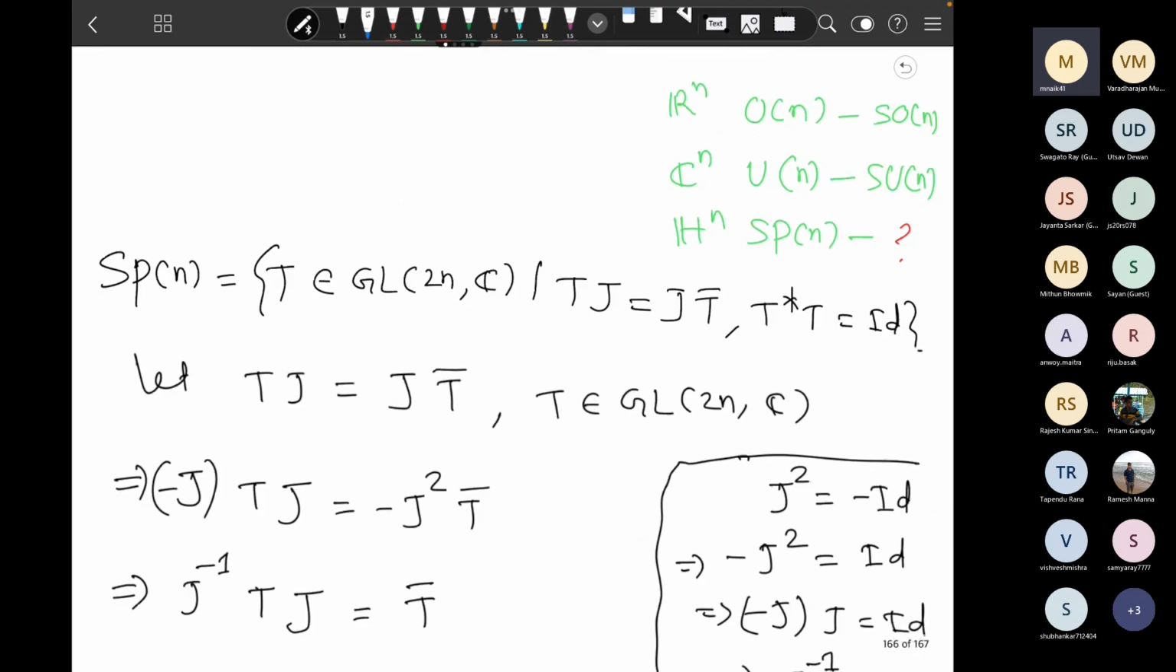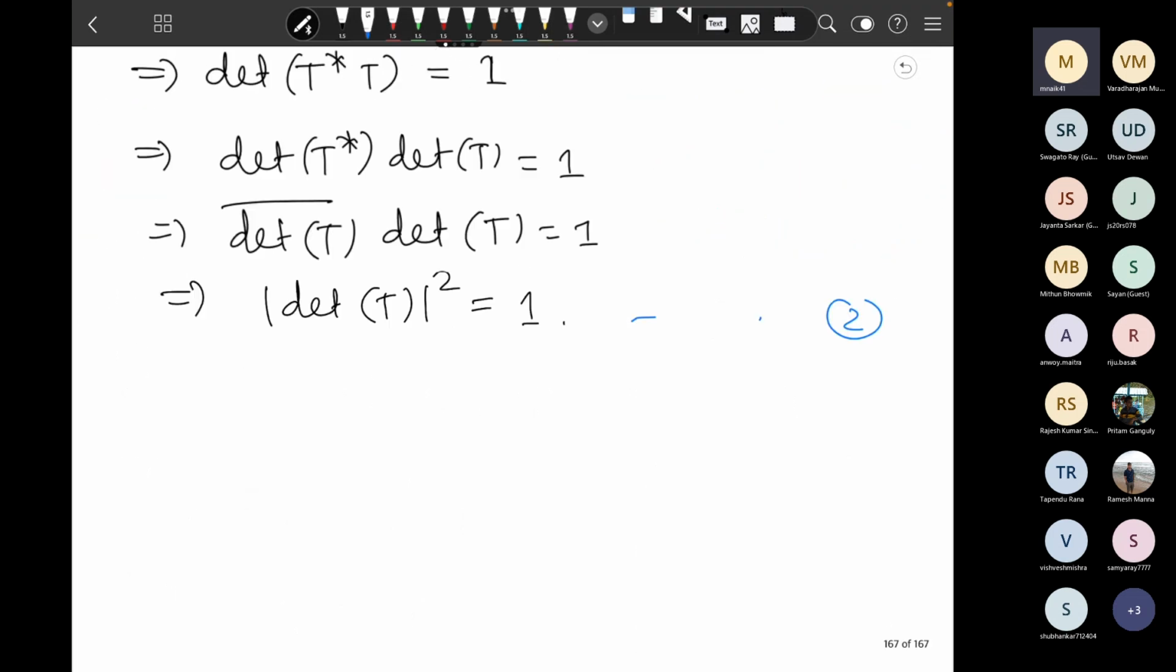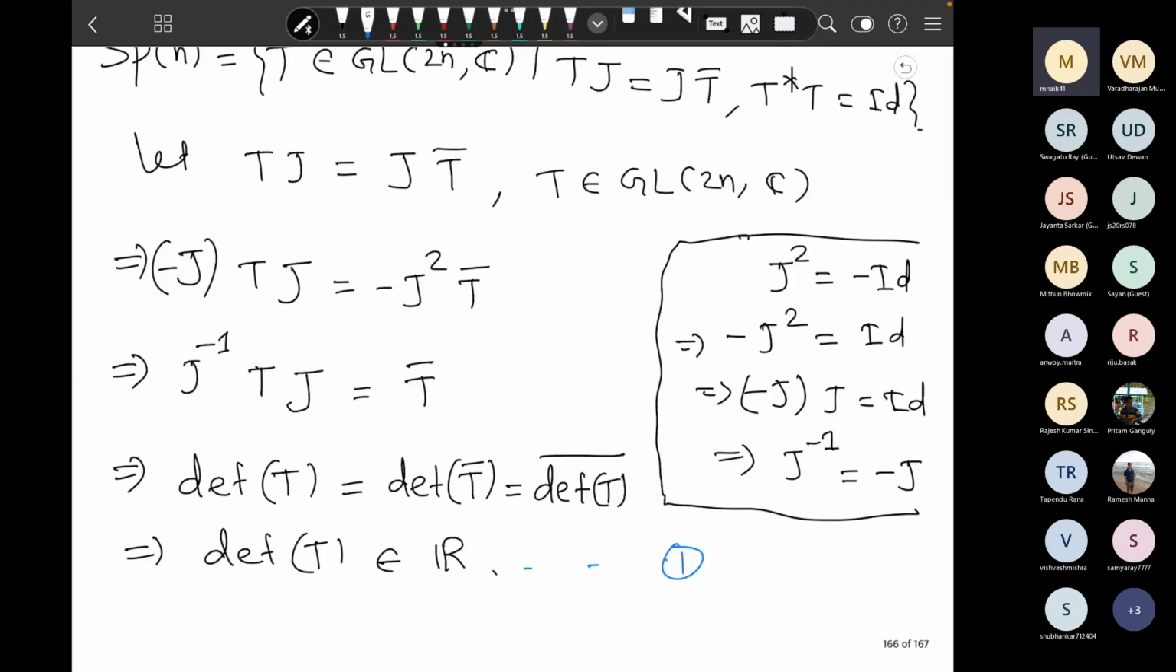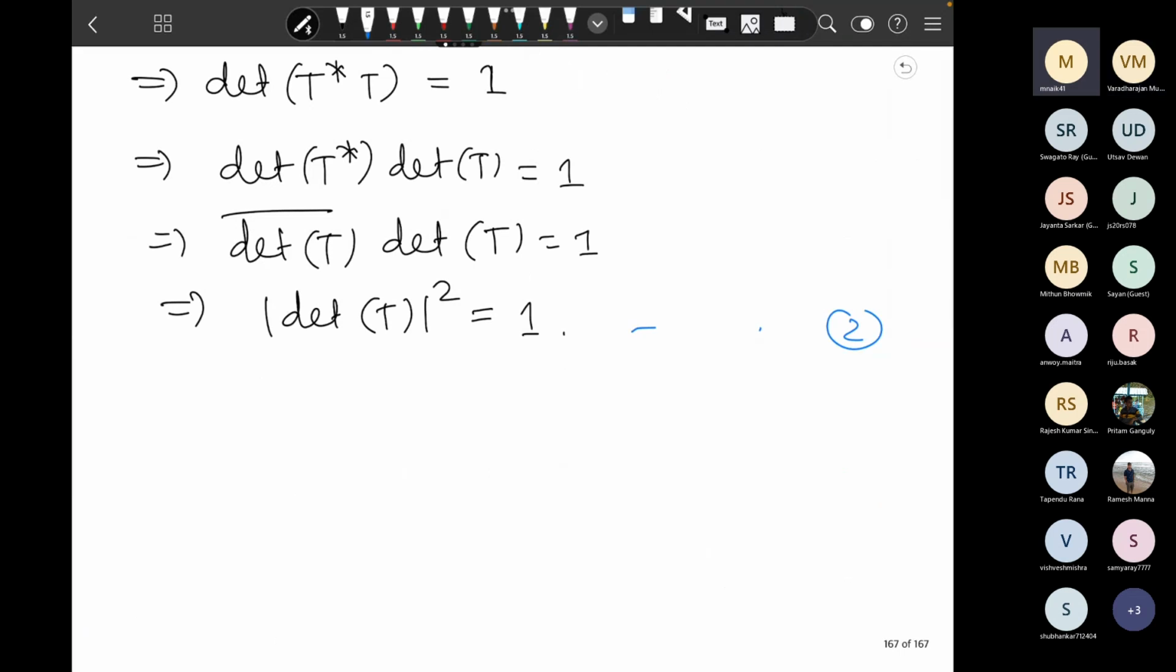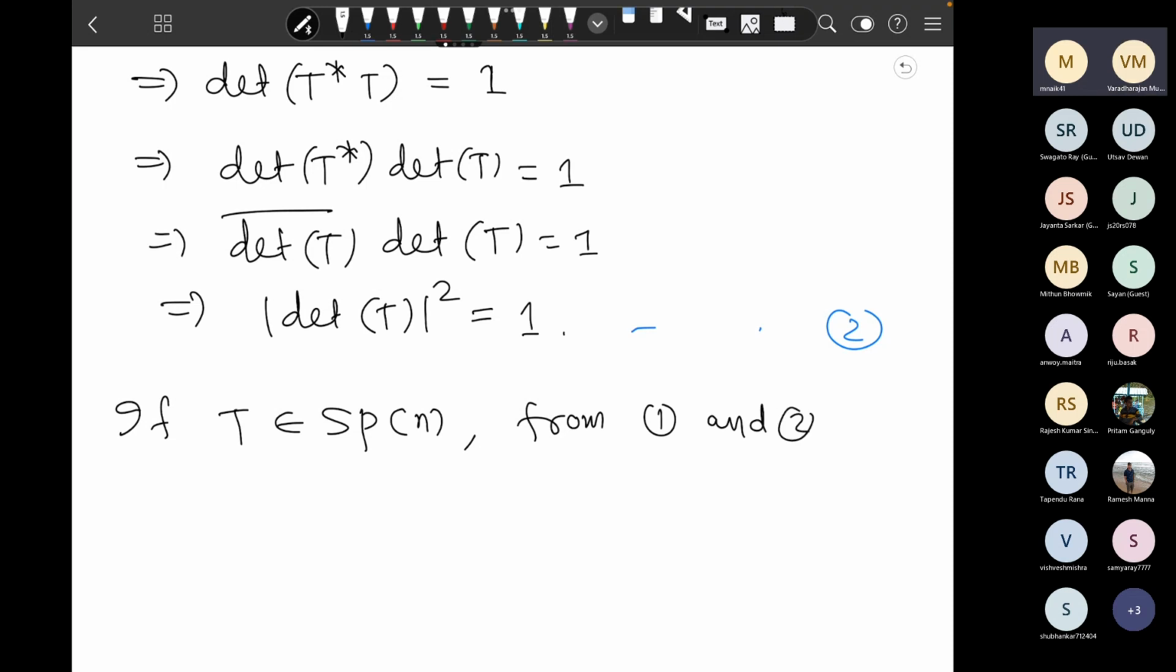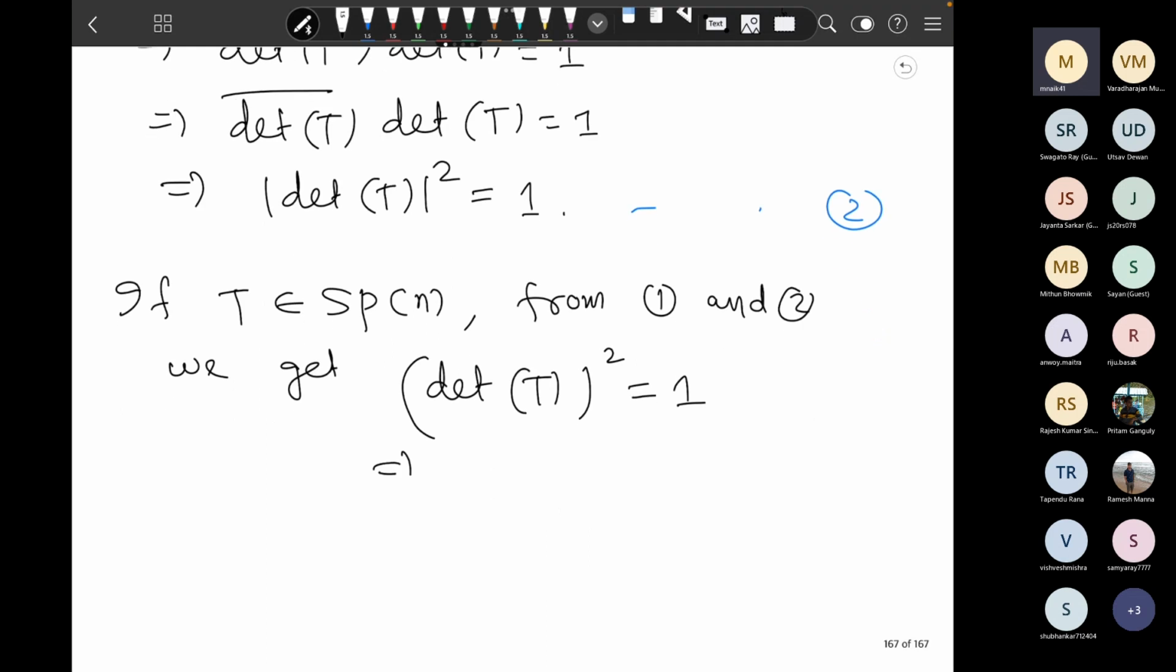So now if T belongs to Sp(n), then it will satisfy both these conditions: determinant of T is real and mod of determinant of T square is equal to 1. So that means if T belongs to Sp(n), from 1 and 2 we get determinant of T square is 1, and determinant of T is plus 1 or minus 1.